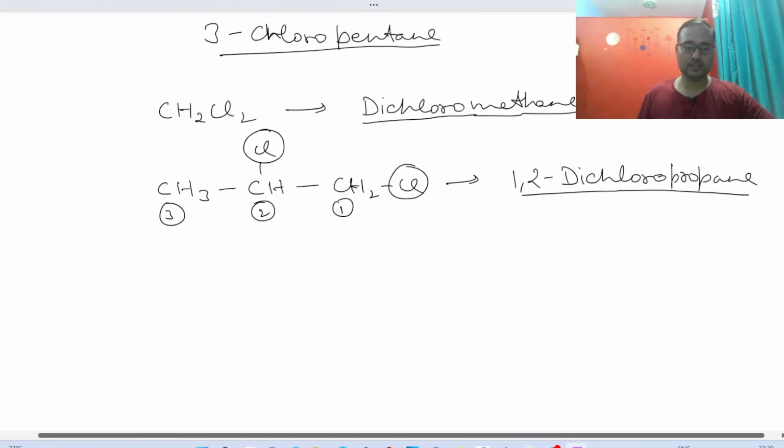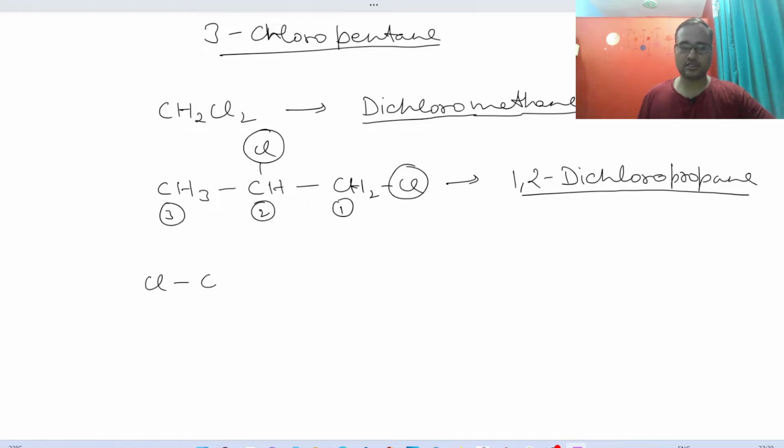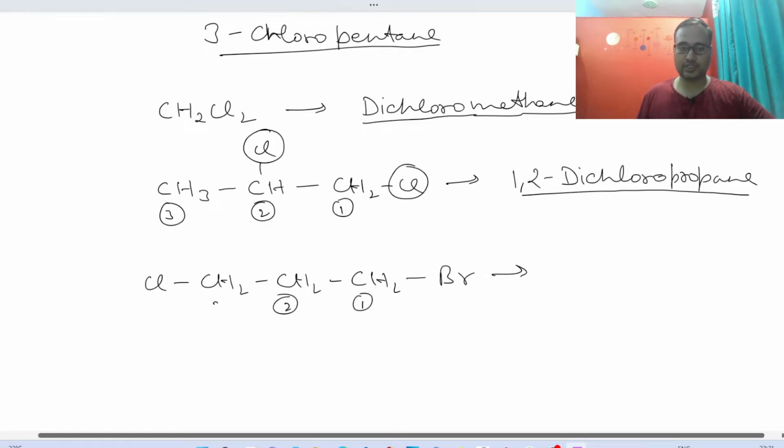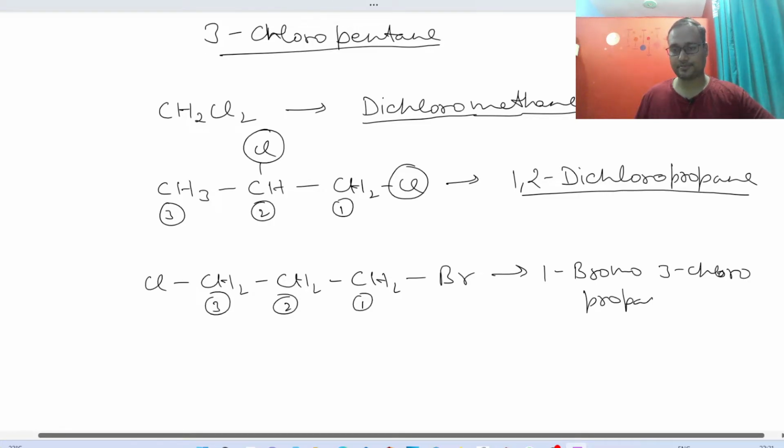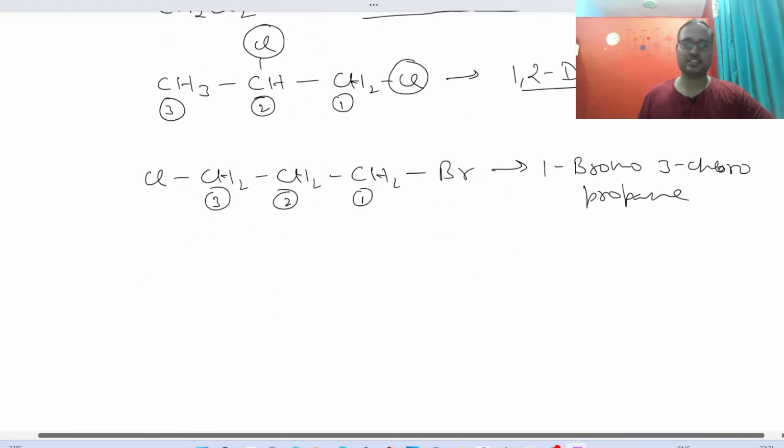And if different halogens are present over there, suppose chlorine is present at one end, CH2, CH2, CH2, and suppose a bromine is present on the other side. Then we'll put the numbering on the basis of alphabetical order and start the numbering from the right hand side, 1, 2, and 3, and write down the name of the compound as 1-bromo-3-chloropropane. This was all about the nomenclature of haloalkanes.